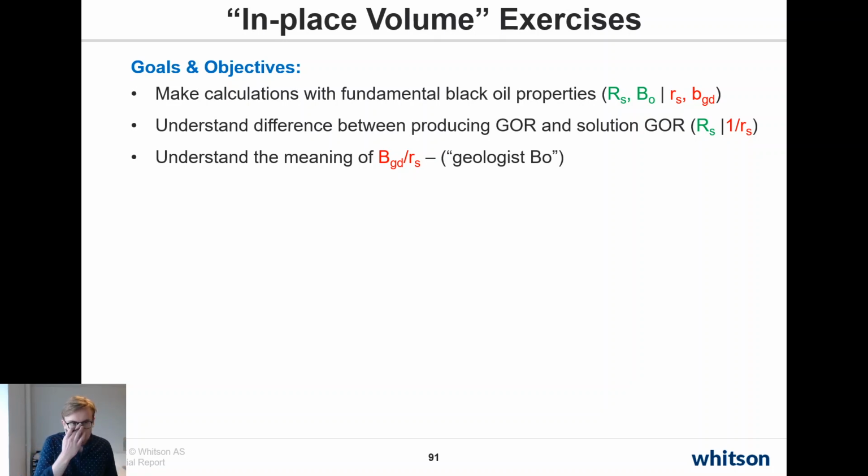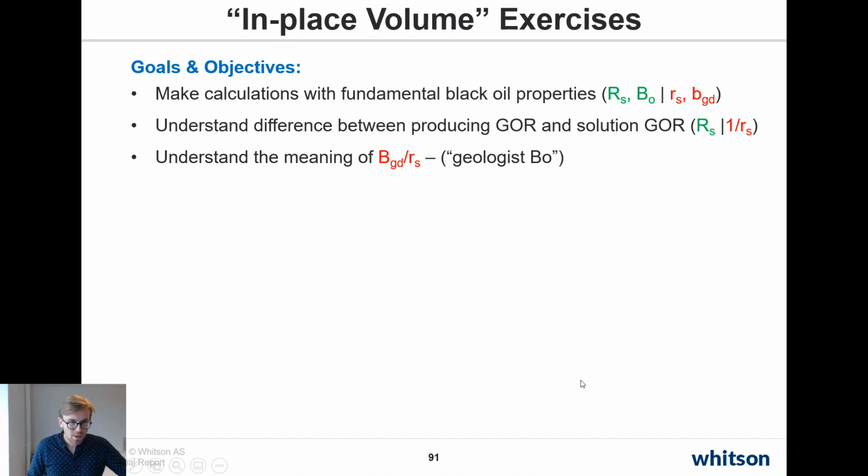So the goals and objectives of this exercise are to make calculations with fundamental black oil PVT properties, understand the differences between producing GOR and solution GOR, and then understand the meaning of the so-called geologist BO that we've presented just now.